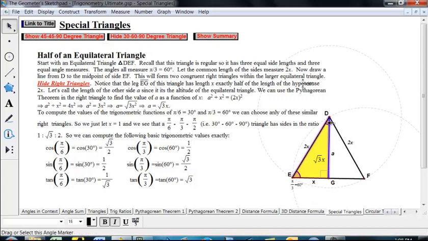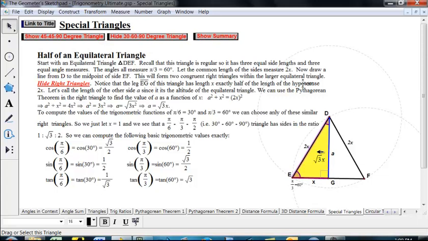The sine of pi over 6, or sine of 30 degrees, again, this is the 30 degrees, or pi over 6, the smaller of the three angles. And that's going to be opposite over hypotenuse. Sine is opposite over hypotenuse. So that would be x over 2x, that's 1/2. So the sine of 30 degrees is exactly 1/2.